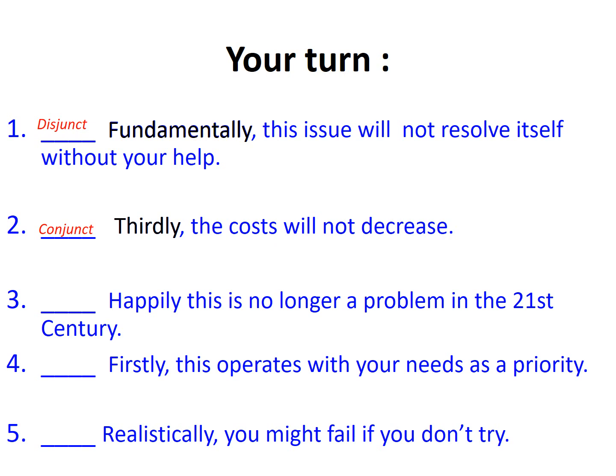In the third sentence, happily, this is no longer a problem in the 21st century. Happily is a disjunct here. We're getting the impression that our writer feels very strongly and joyful that this issue that they're commenting on is no longer here in the 21st century.